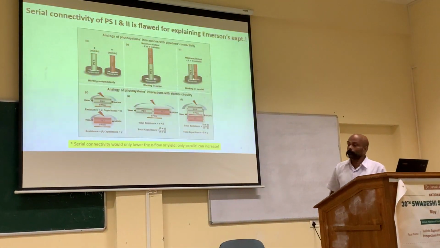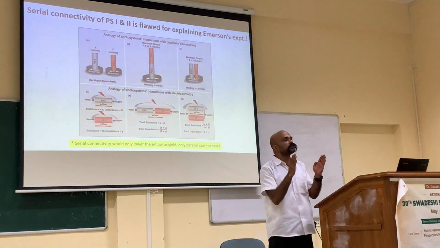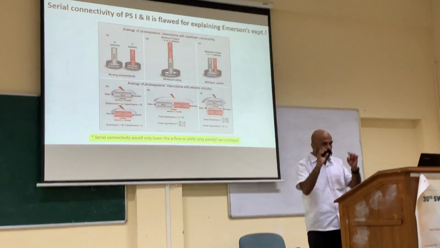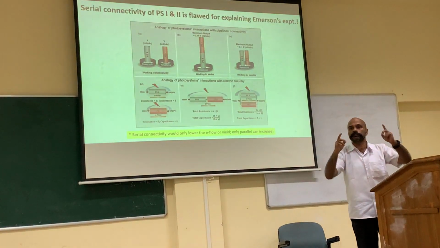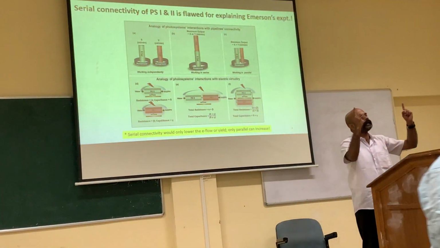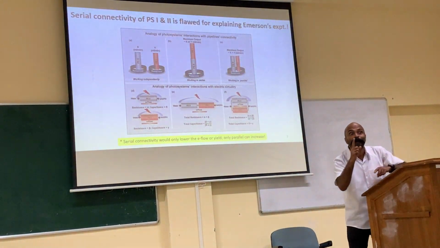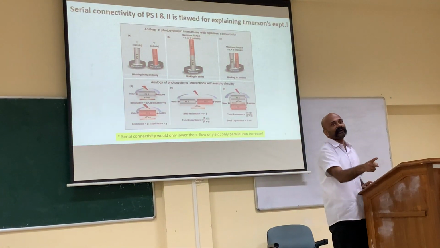Alright? So the first thing is the serial connectivity of photosystem 1 and photosystem 2. It's very elementary. Now you've got two systems. When you get connected, whether it is fluid mechanics or an electrical electronic system, you get a greater flow in a parallel system, not in series. So the first mistake is there.